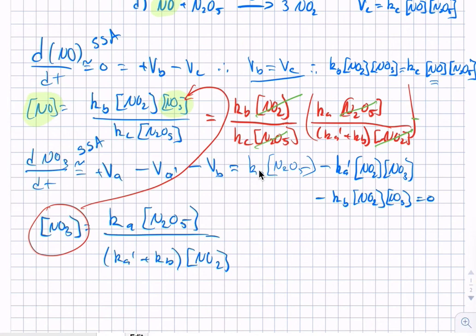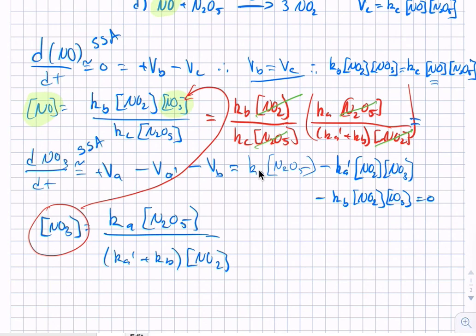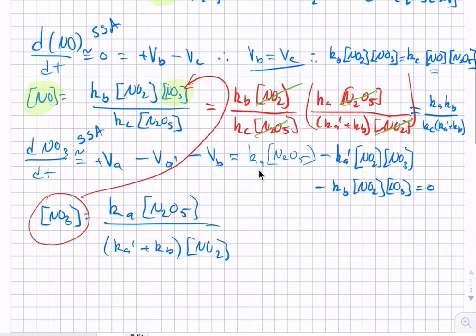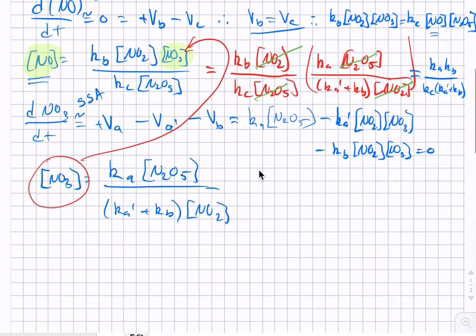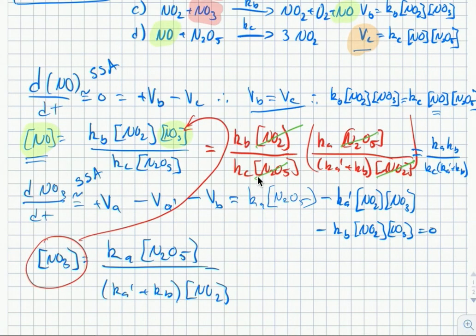I'm going to put this back in blue and say this is equal to Ka, Kb divided by Kc times the sum of Ka prime plus Kb. And that's what NO on the left-hand side equals. So now we have an expression for NO and NO3 that doesn't depend on intermediates. Okay, now let's focus on describing a reaction rate relative to the overall reaction.